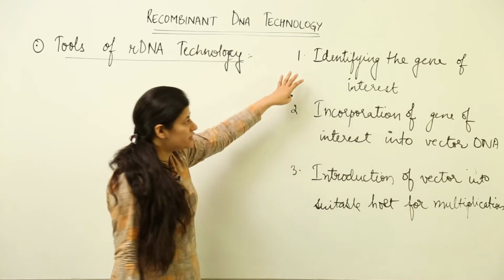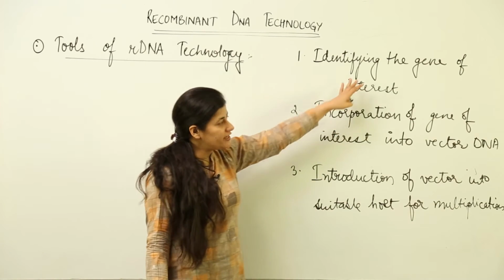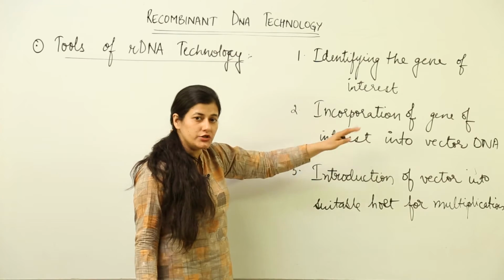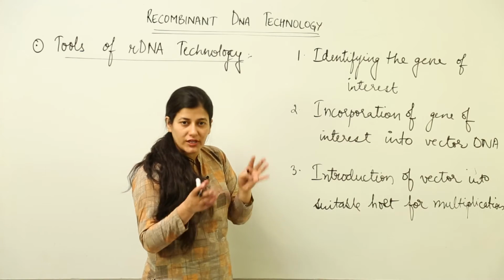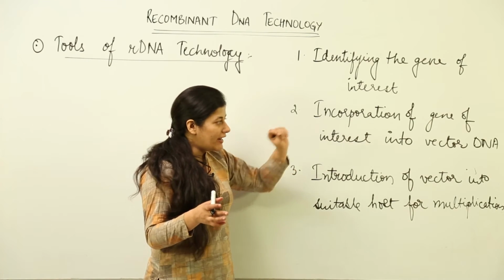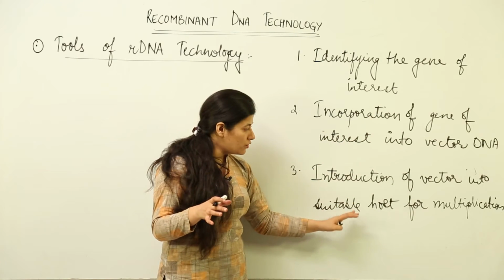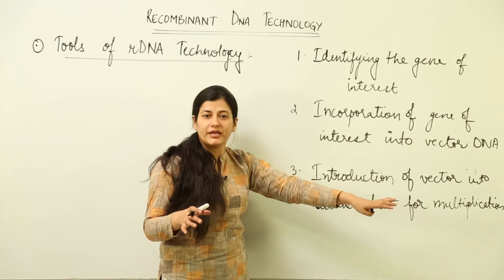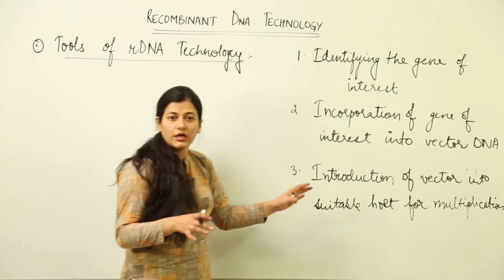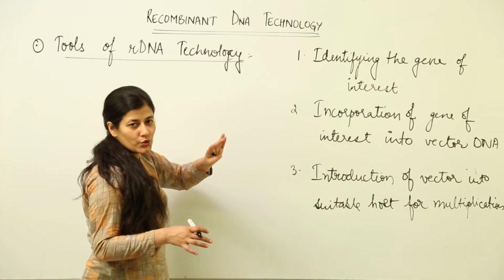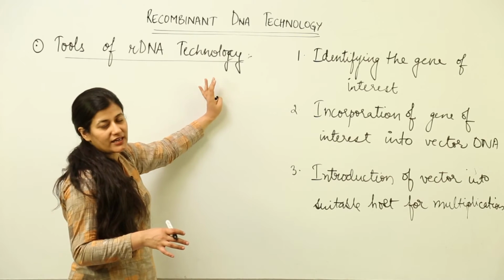Okay. So we have the gene of interest. We have that gene of interest being put into a vector DNA, what that vector would be we will see, and lastly that vector DNA along with the gene has to go into a host for multiplication, which is known as gene cloning. Now coming back to the topic of this lesson, that is tools.